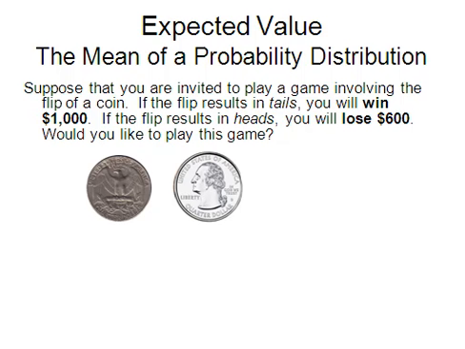Now, a useful concept in business is the concept of the expected value, which is basically the mean of a probability distribution. Suppose that you're invited to play a game involving the flip of a coin. If the flip results in tails, you'll win $1,000. If the flip results in heads, you'll lose $600. Would you like to play this game?